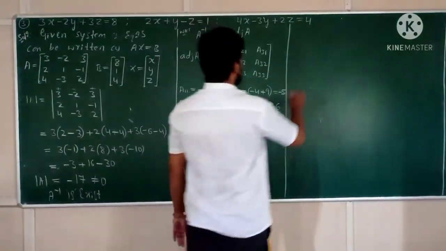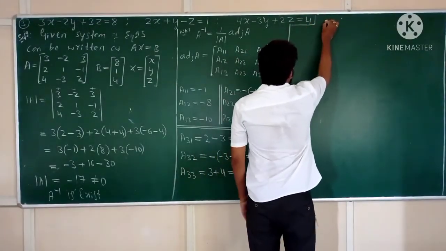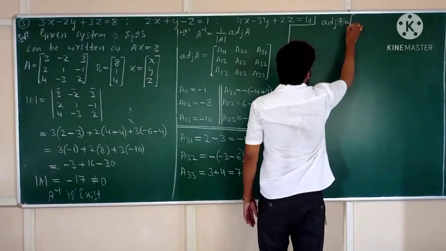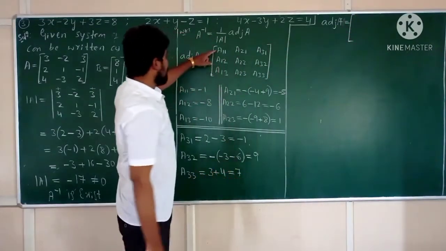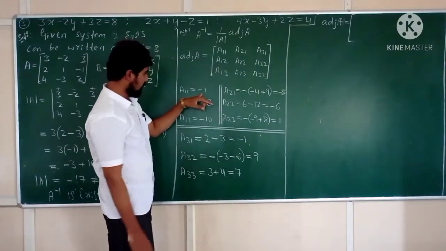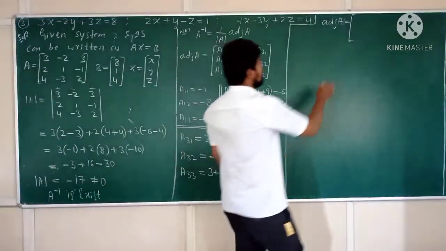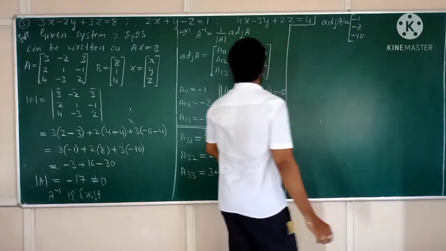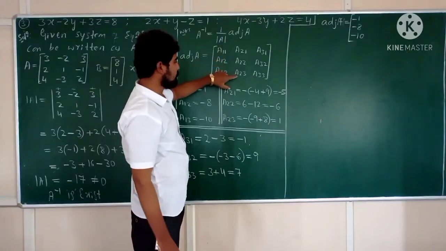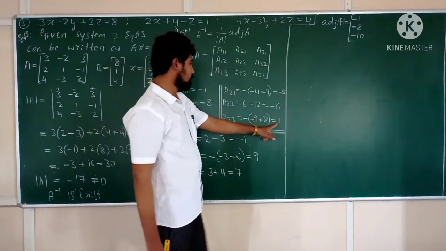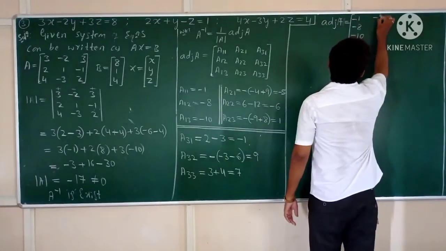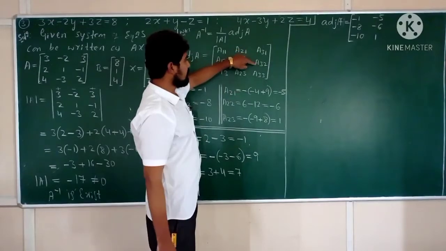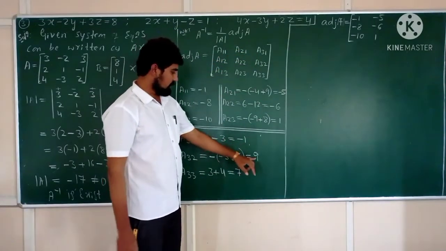Therefore, the adjoint of matrix A is equal to the values of A11, A12, A13: minus 1, minus 8, minus 10. Then the values of A21, A22, A23: minus 5, minus 6, 1. And the values of A31, A32, A33: minus 1, 9, 7.